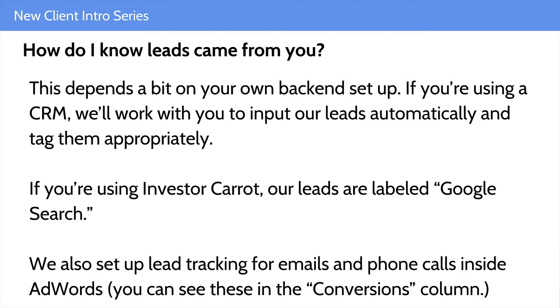We're going to work with you in the beginning during the setup to input our leads automatically and tag them appropriately. So when you go into your backend, they should be labeled as coming from us, coming from a certain keyword, certain ad, something like that. If you're using a system like InvestorCarrot, our leads are going to be labeled Google search in your InvestorCarrot backend. So that's another way you can tell.